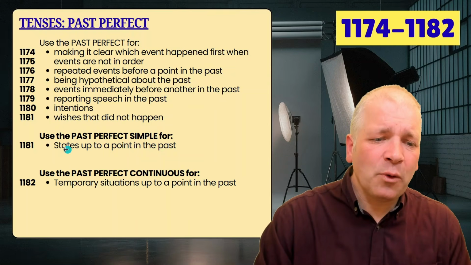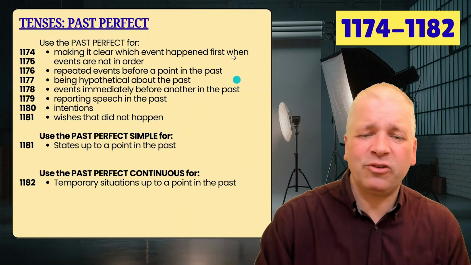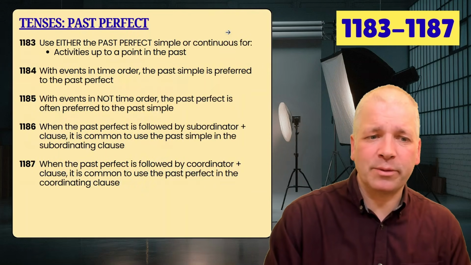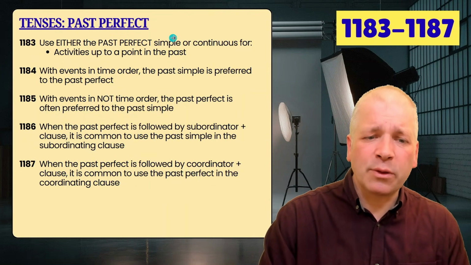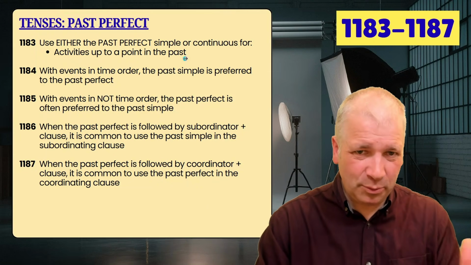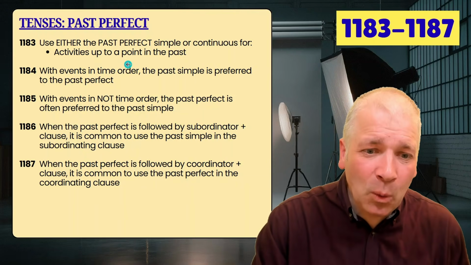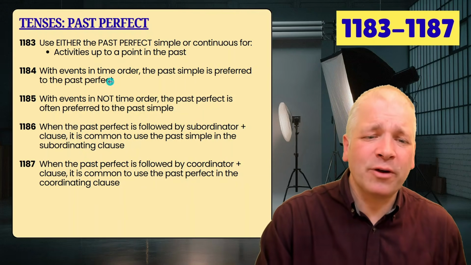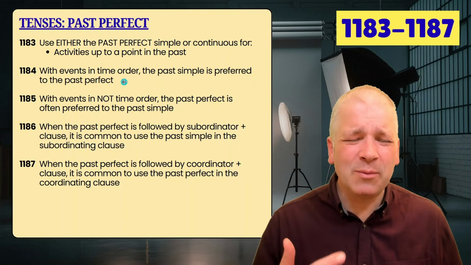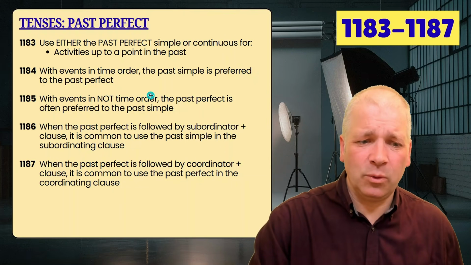We'd use the simple form for states up to a point in the past, but the continuous for temporary situations up to a point in the past. Now, you can use either the simple or continuous for activities up to a point in the past, which is sort of different to some of the other tenses. With events in time order, the past simple is preferred to the past perfect. Normally, we use the past perfect to show that events are not in time order.